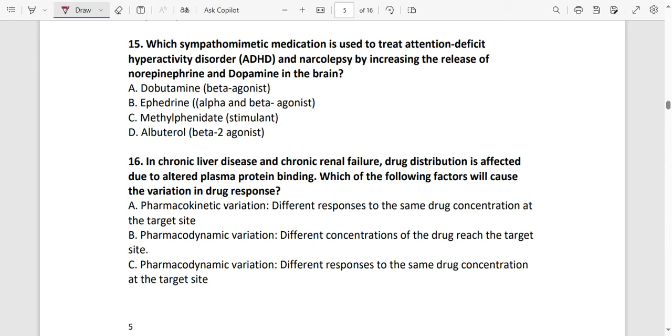Okay, see, methylphenidate. Anyone with a different option?